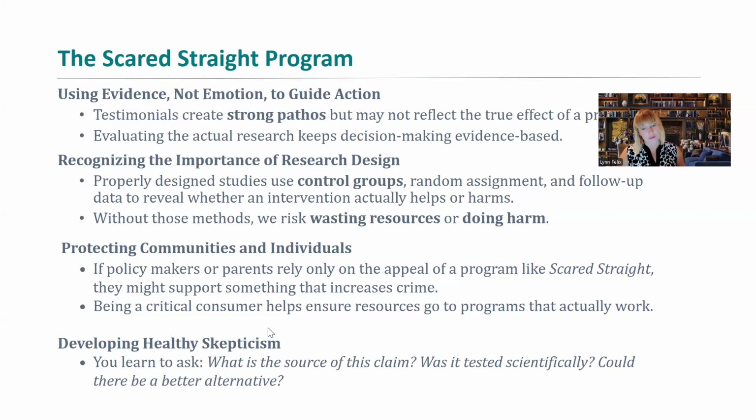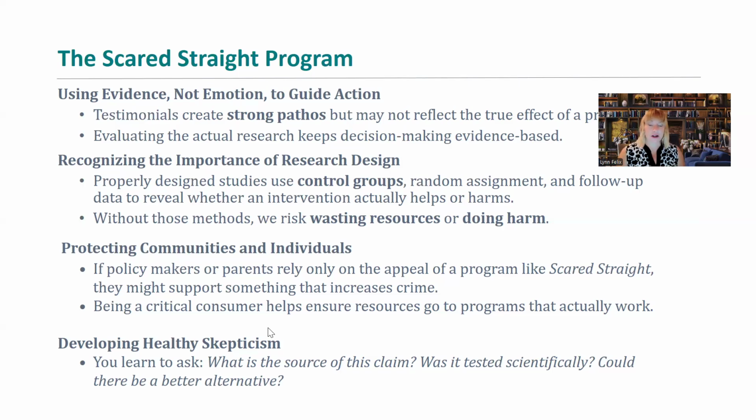Recognizing the importance of research design. Properly designed studies use control groups, random assignment, and follow-up data to reveal whether an intervention actually helps or harms. This should be a review of Psych 101. You should know what control groups, random assignment, and follow-up data are. If not, we're going to review that later on. Without those methods, we risk wasting resources or doing harm if we're not evaluating everything that goes into it, right? If we just go off of emotion.